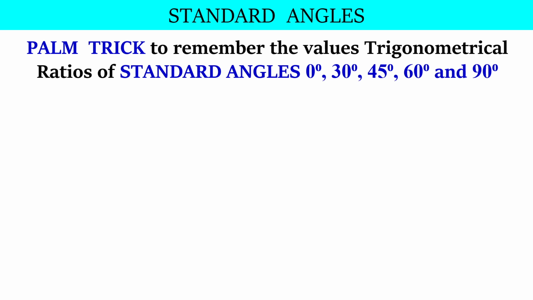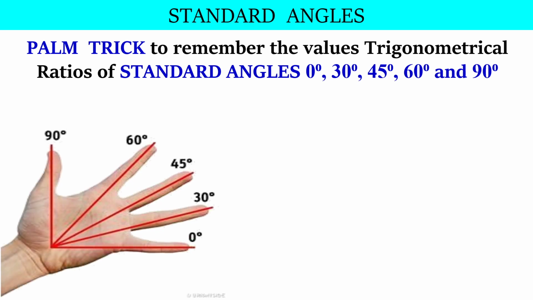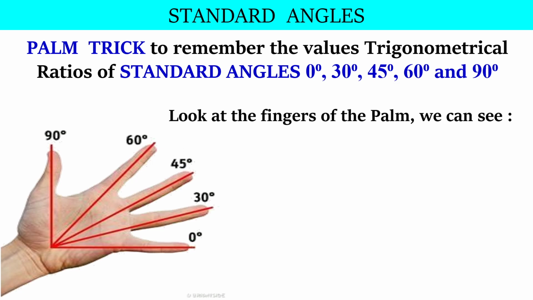Now we have 5 fingers on our palm. So here we have the 5 standard angles on our palm. Just look at the fingers of your palm. We will give certain values to every finger of the palm. The little finger has been taken as 0 degree. In standard angles, the least value is 0 degree and little finger is the smallest. So that way you can remember that little finger will be taken as 0 degree. Little finger and the least value.